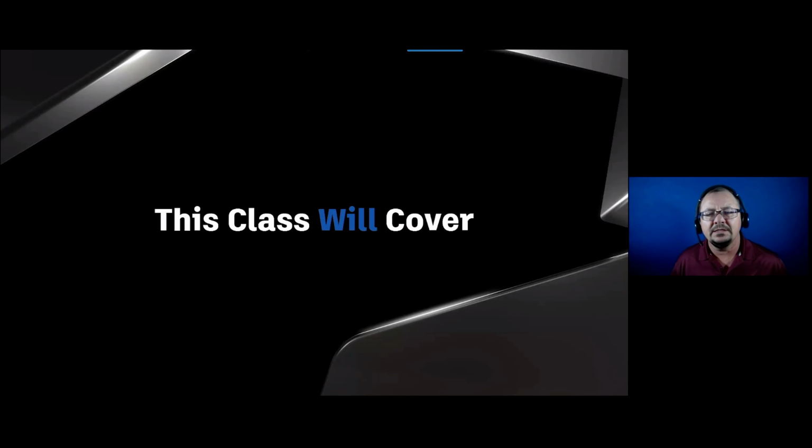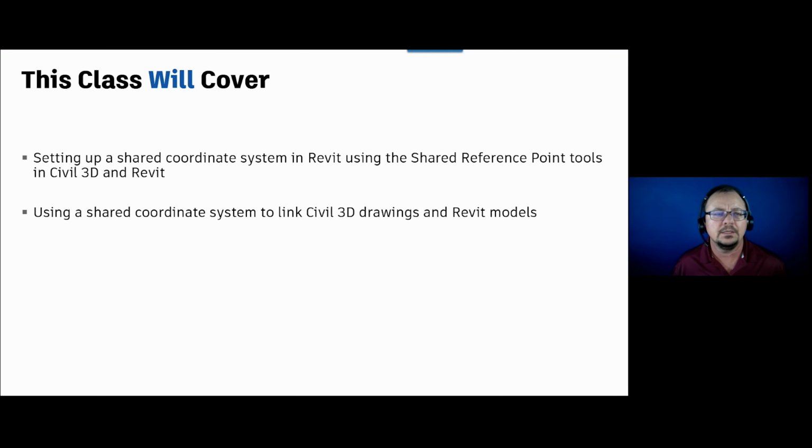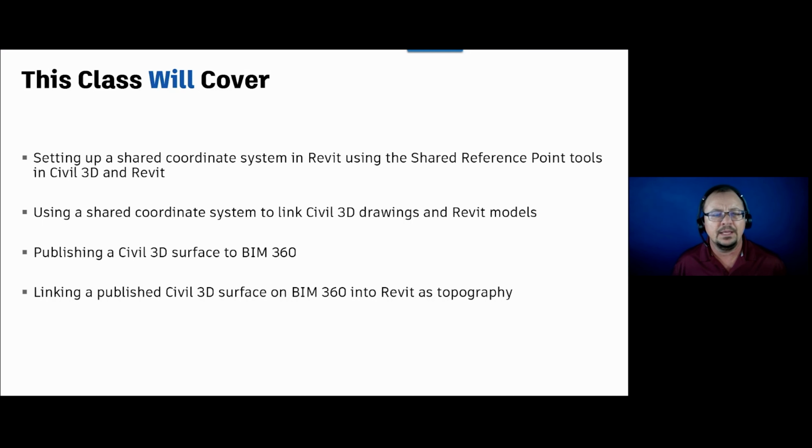Today's class will cover setting up a shared coordinate system in Revit using the shared reference point tools in Civil 3D and Revit. We will also cover using that shared coordinate system to link Civil 3D drawings and Revit models. We will also be publishing a Civil 3D surface to BIM 360 and then linking that published Civil 3D surface on BIM 360 into Revit as topography.